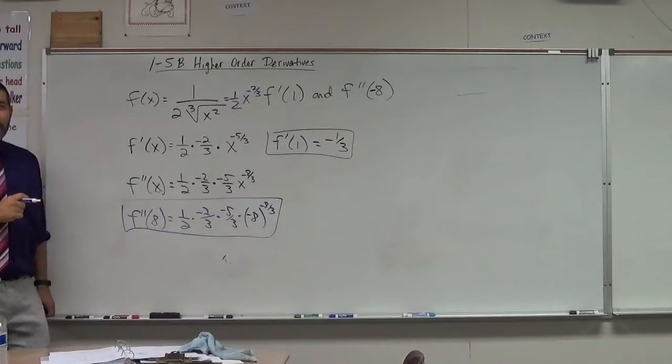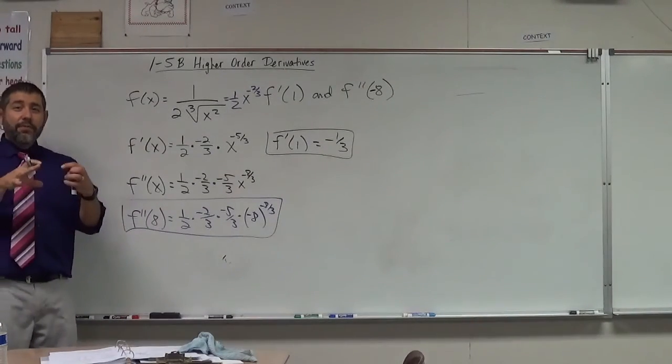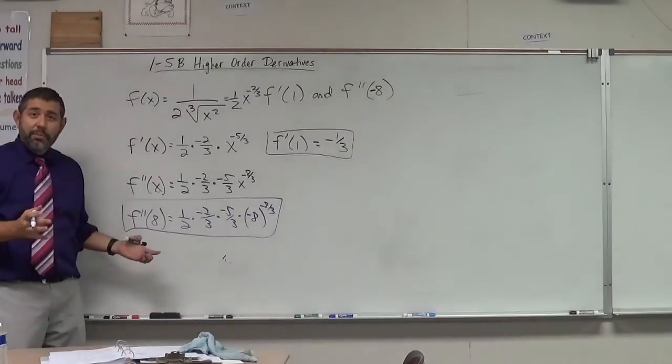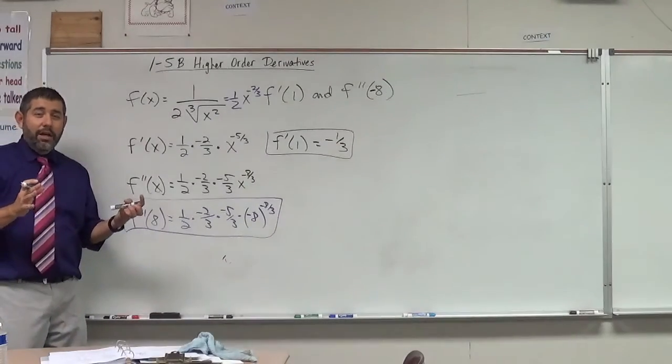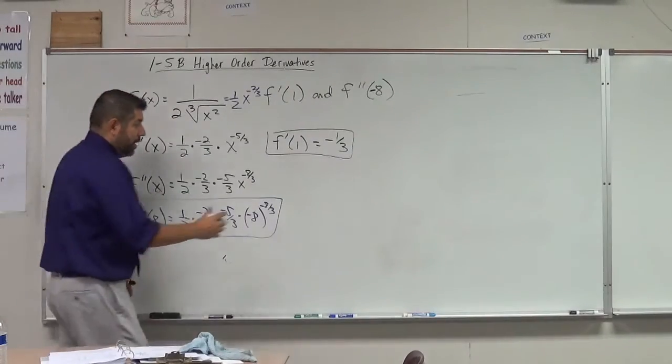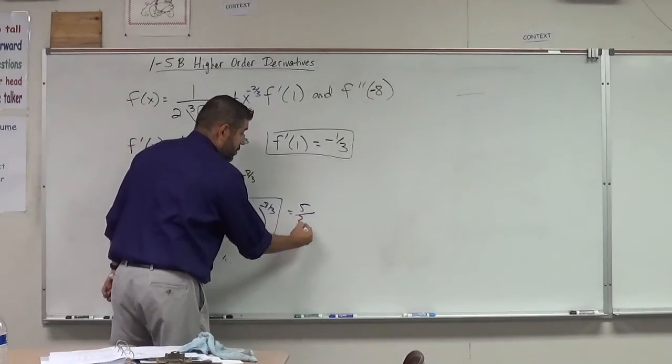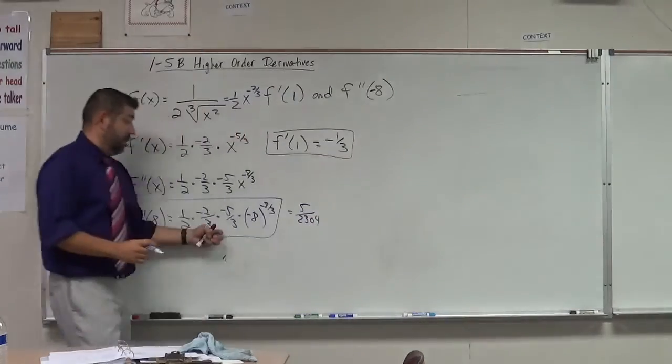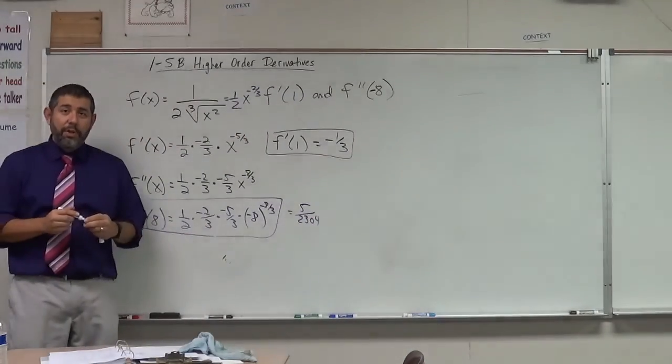Like I said before, if it's a value for the BC exam, you don't have to simplify. Don't make your life atrocious by simplifying this guy. If you really wanted to figure it out, it's going to end up being 5/2304. But this is perfectly acceptable. Throw in the number, you're done.